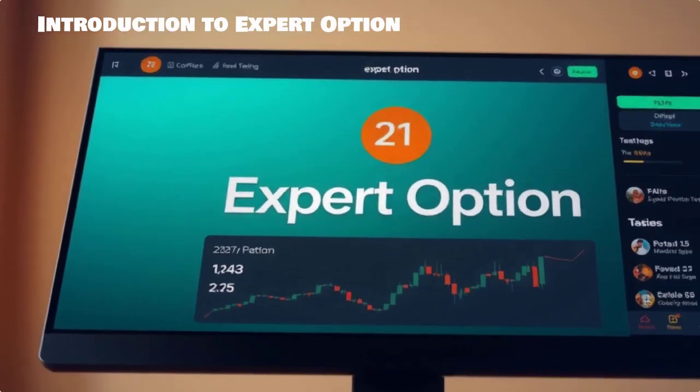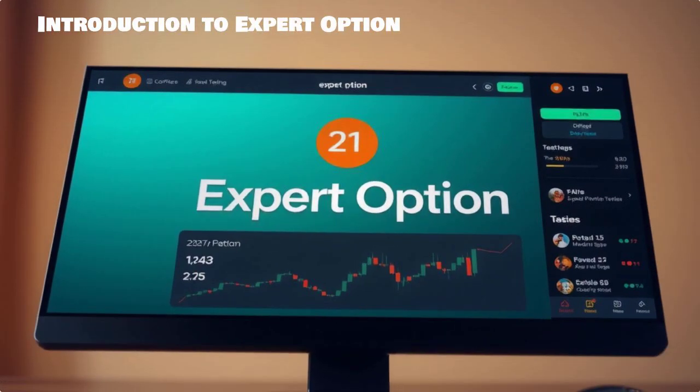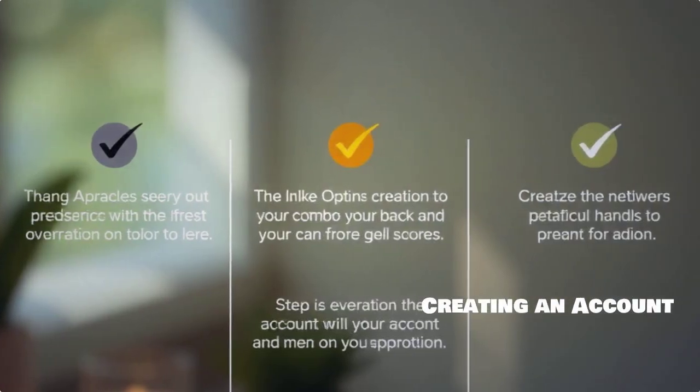Welcome to our comprehensive guide on how to use Expert Option, a leading trading platform designed for both beginners and seasoned traders. Let's start by creating your account. Follow these simple steps to sign up and verify your identity.